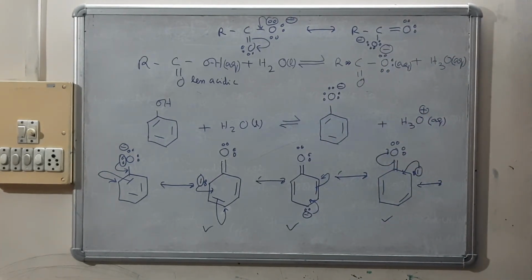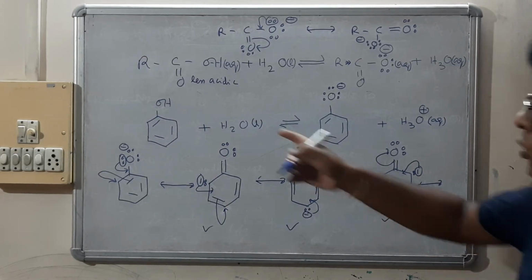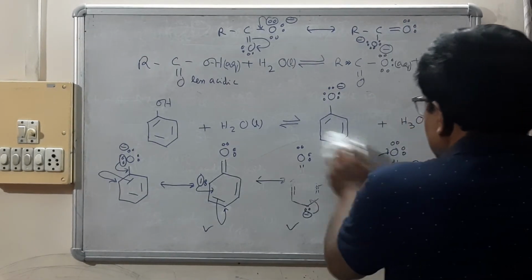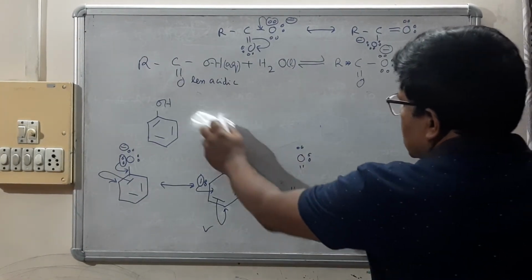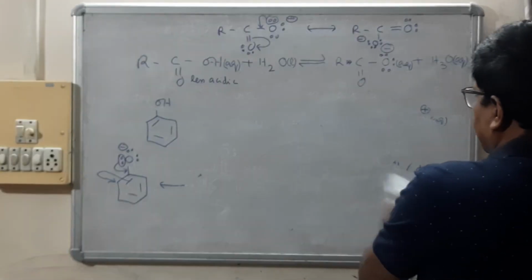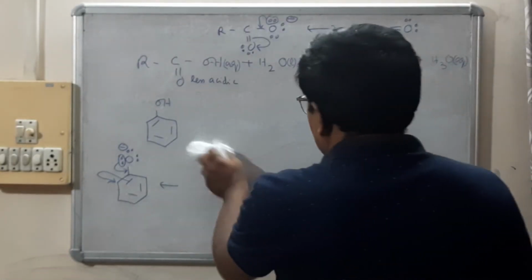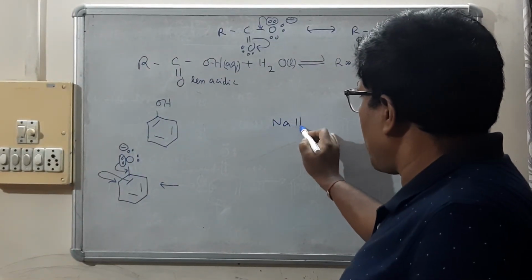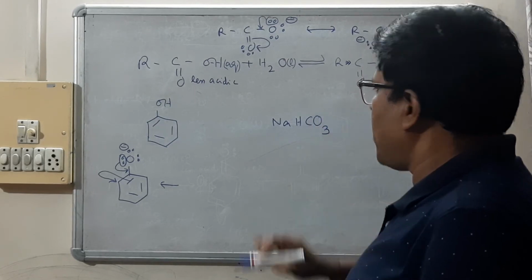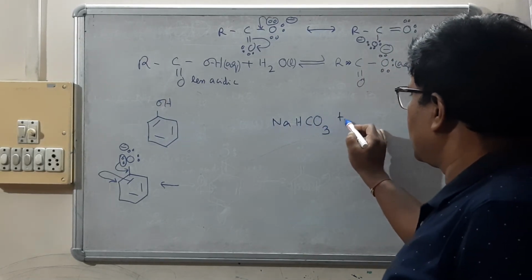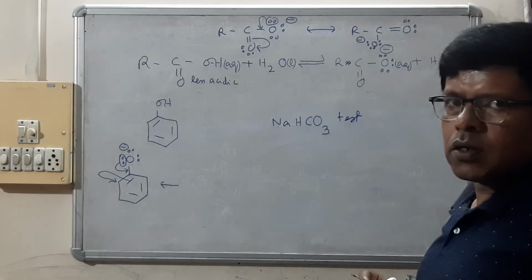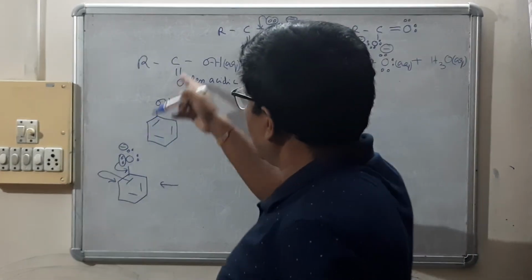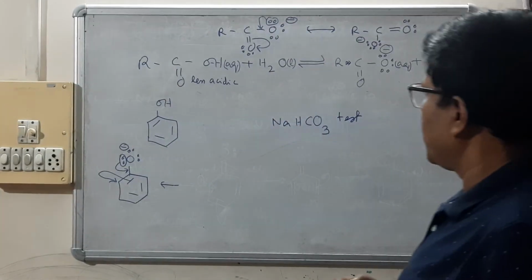Now, the question naturally arises: how do we distinguish between carboxylic acid and phenol? This can be done by the sodium bicarbonate test. With the help of the sodium bicarbonate test, we can distinguish between phenol and carboxylic acid.